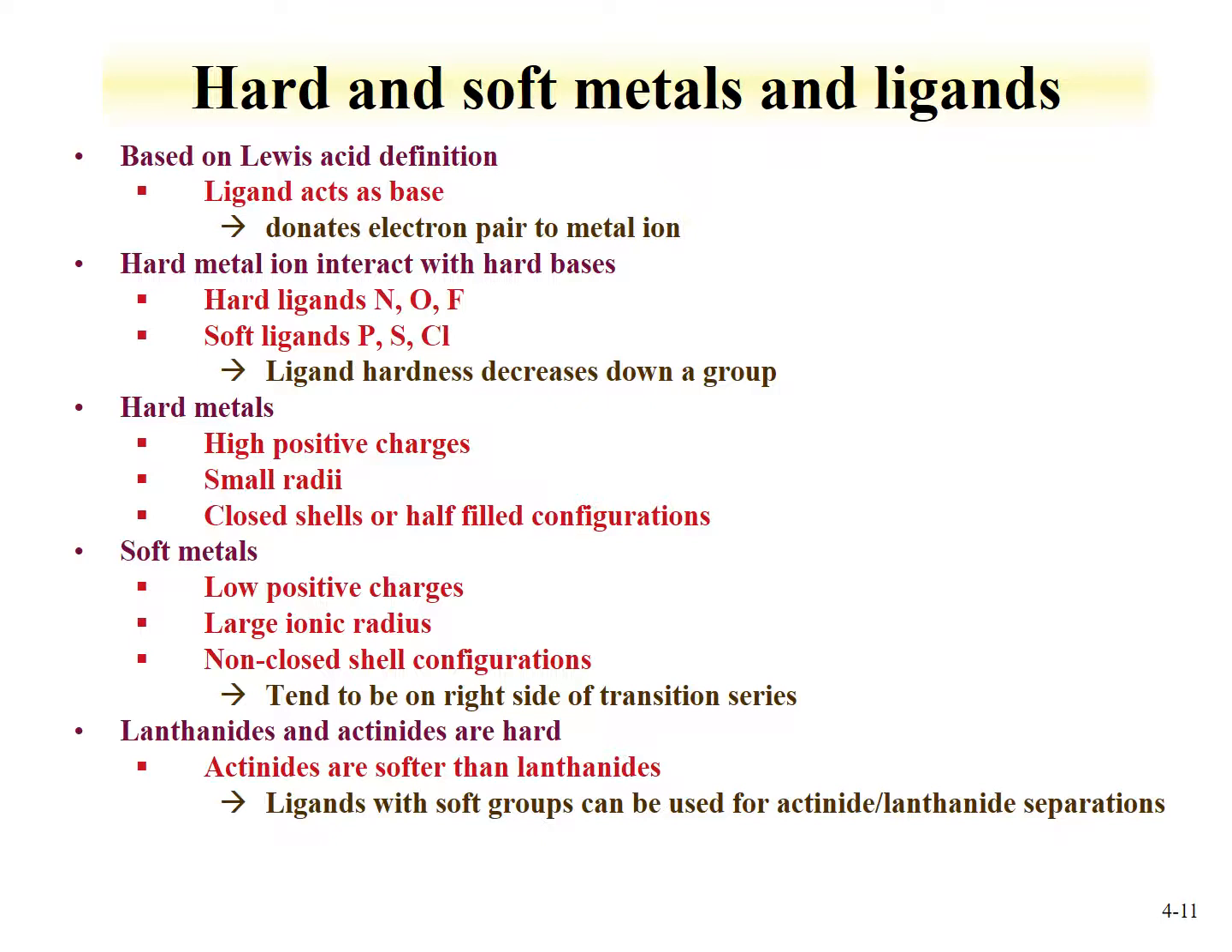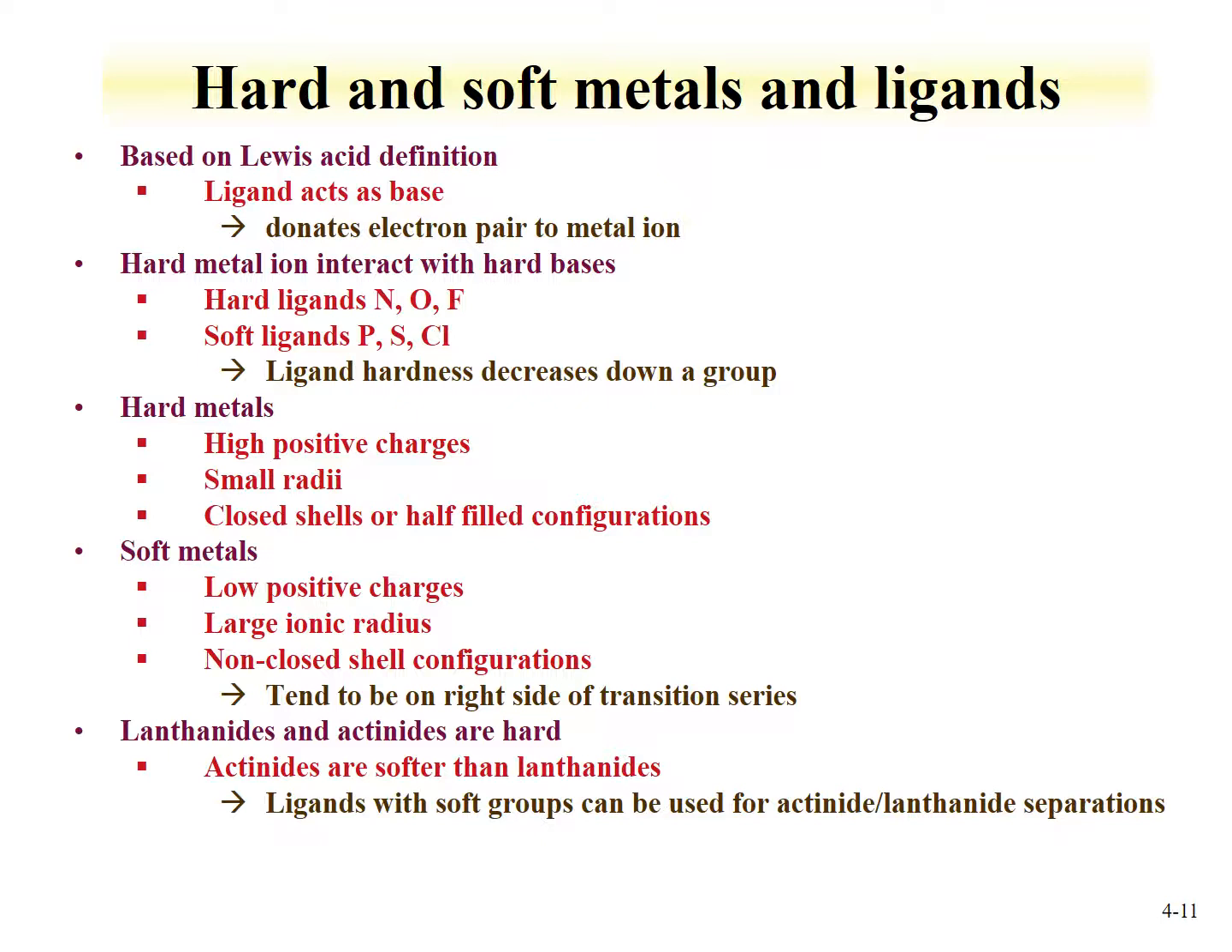We'll start discussing metal-ligand interactions, and possibly the simplest model is just treating those interactions as acids and bases, where the ligand can act as a base and the metal acts as an acid. These can be divided into hard metal ion interactions with hard bases. We can divide these groups into hard and soft ligands. Ligand hardness decreases down a group, so fluorine is harder than chlorine.